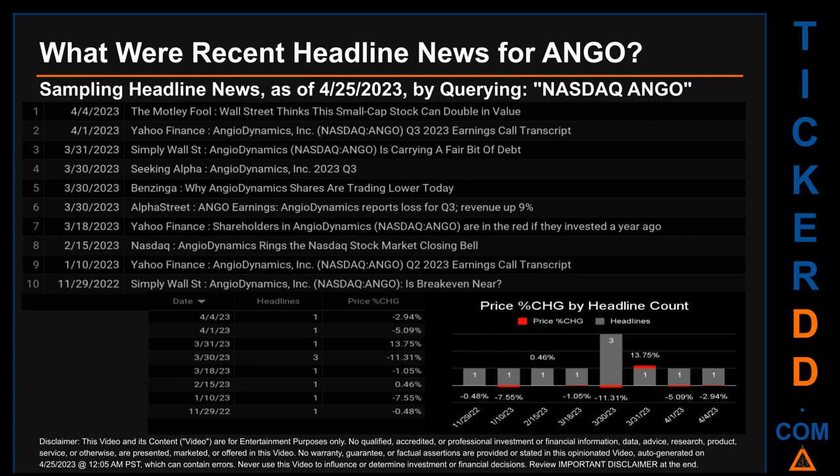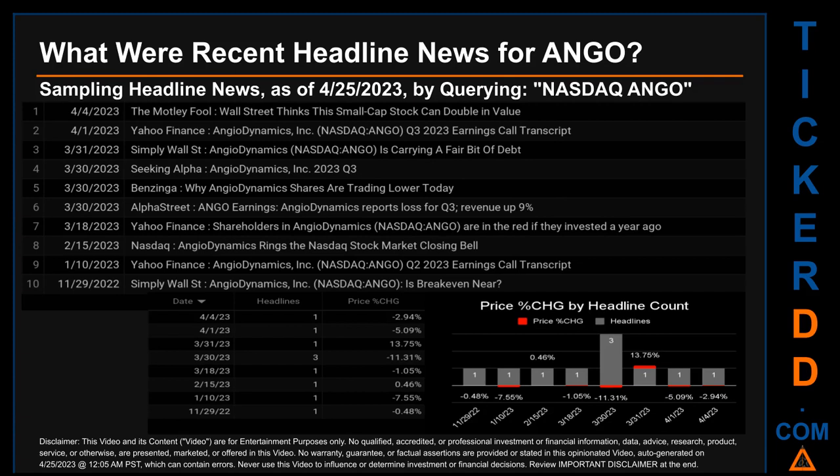The latest publication was Tuesday, April 4, 2023, when the Motley Fool published the headline that read, "Wall Street thinks this small-cap stock can double in value." The oldest publication was on Tuesday, November 29, 2022, 5 months and 27 days ago, when Simply Wall Street published the headline that read, "ANGO Dynamics, is break-even near?"